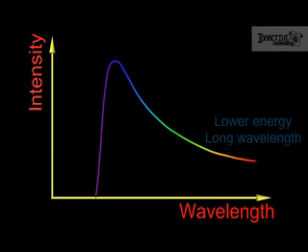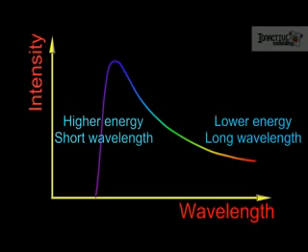When the electron loses a small amount of energy, a long wavelength X-ray is produced. When it loses a larger amount of energy, shorter wavelength X-rays are produced. The spectrum has a minimum wavelength below which X-rays are not produced. This corresponds to the highest energy X-rays which are produced when the electron loses all its kinetic energy.